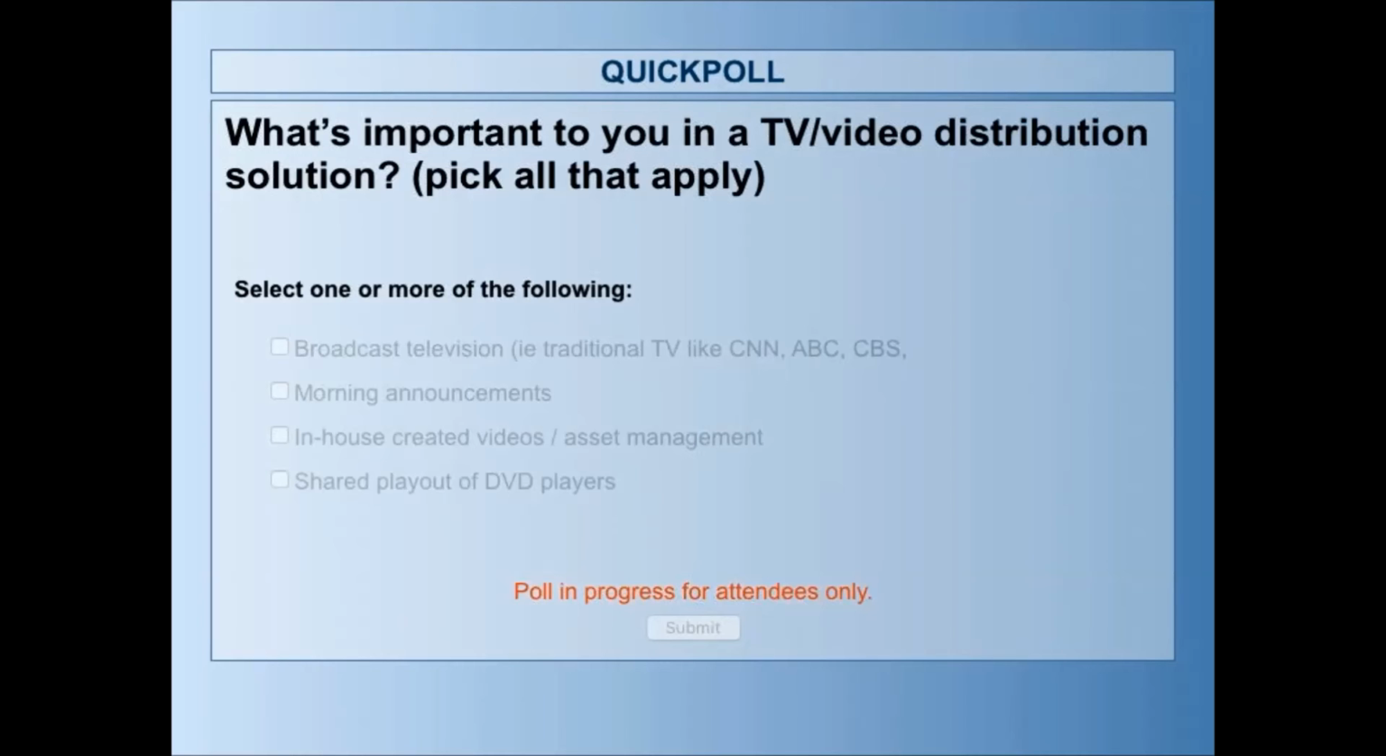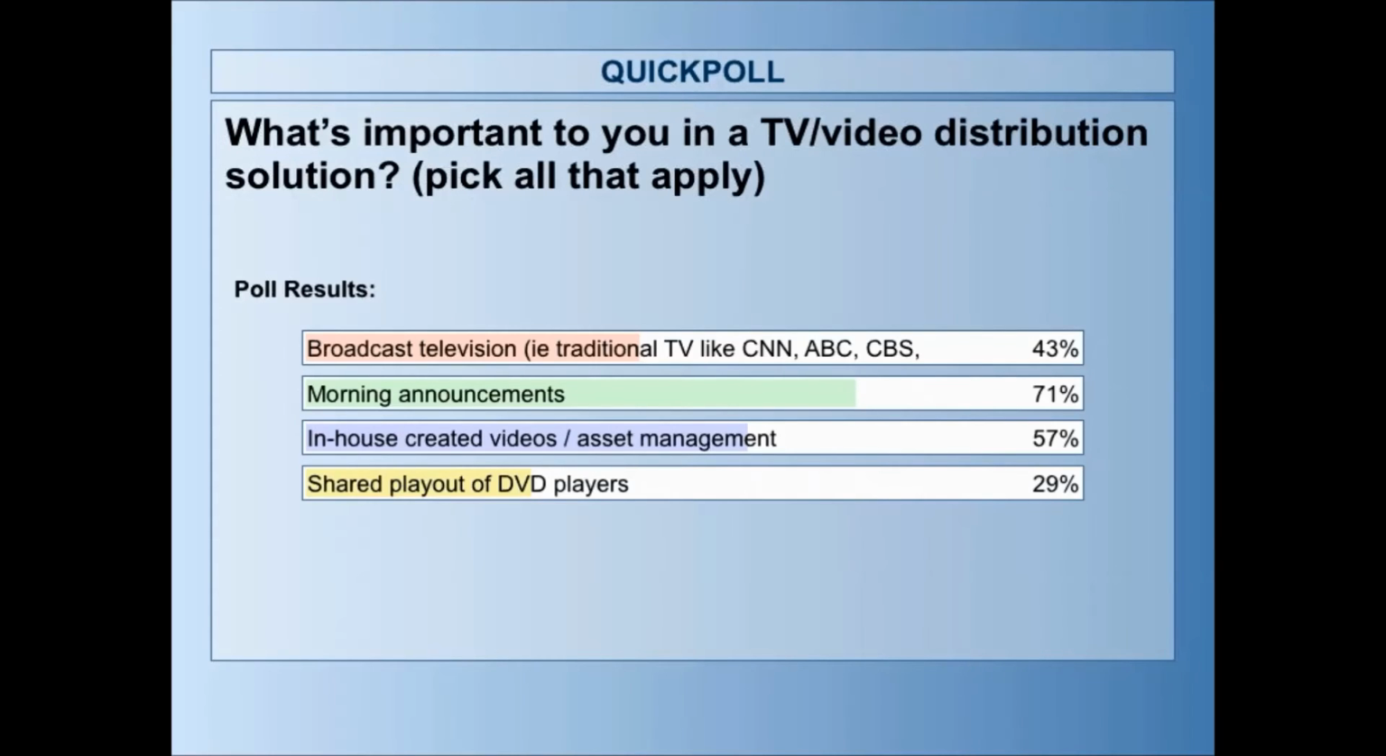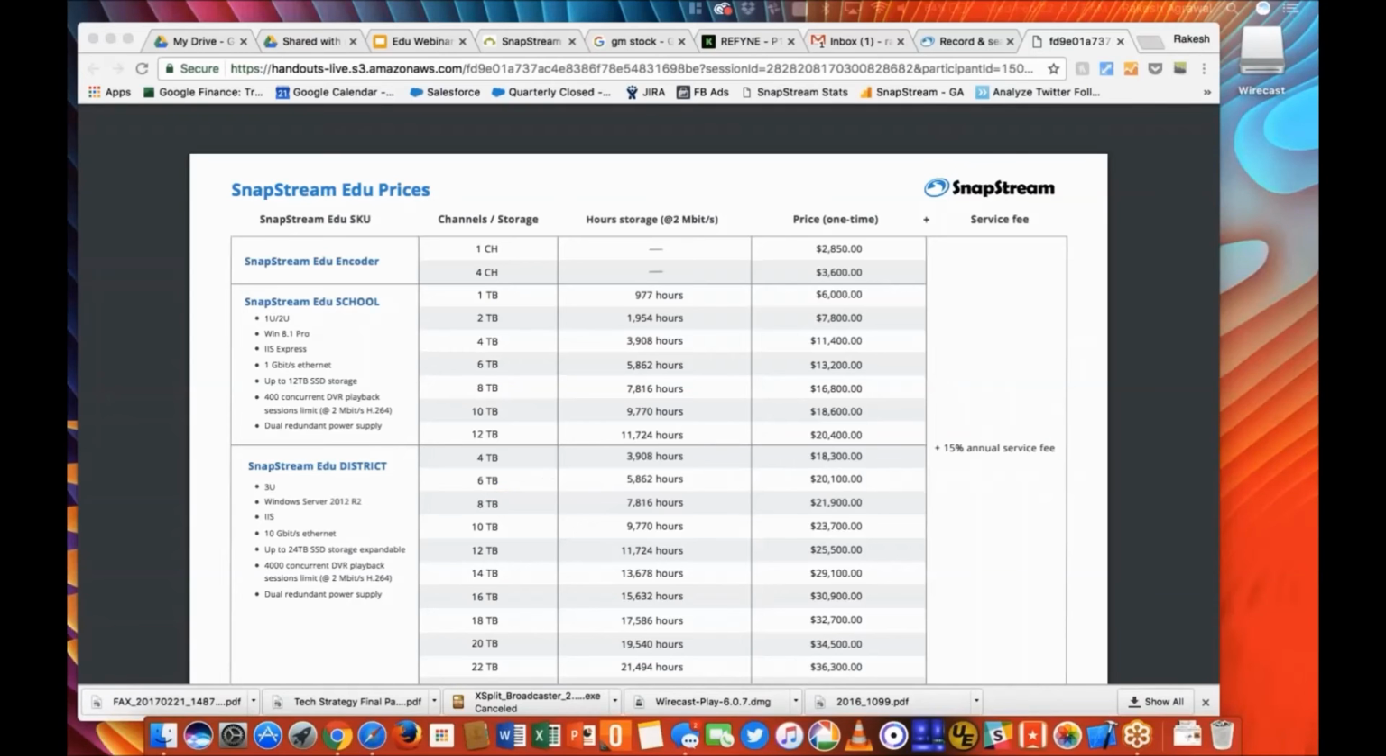Okay, to share the results back out, let me actually share them. So 71% of you say morning announcements is a focus, and then about half of the audience is focused on broadcast television, as well as in-house creative videos. A handful of you want to share DVD players on your network. So all those things are very doable with SnapStream. So let's go look at pricing.